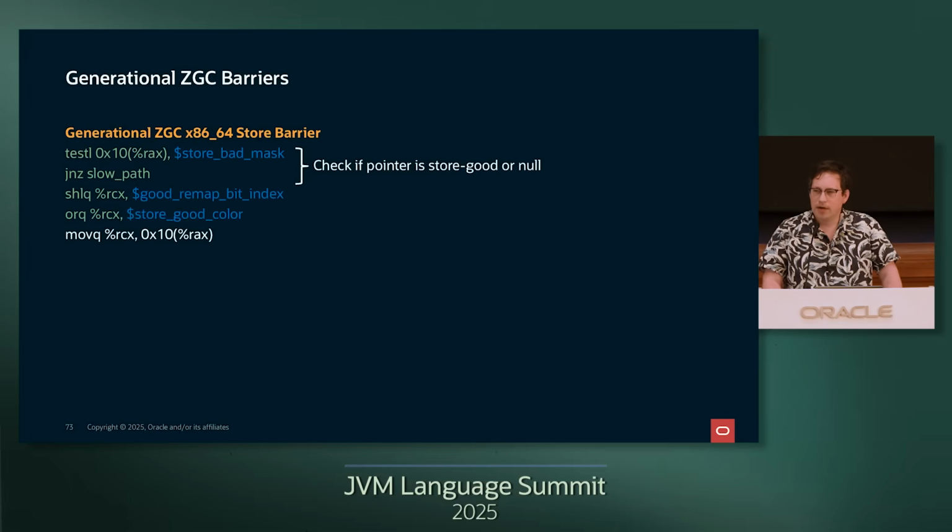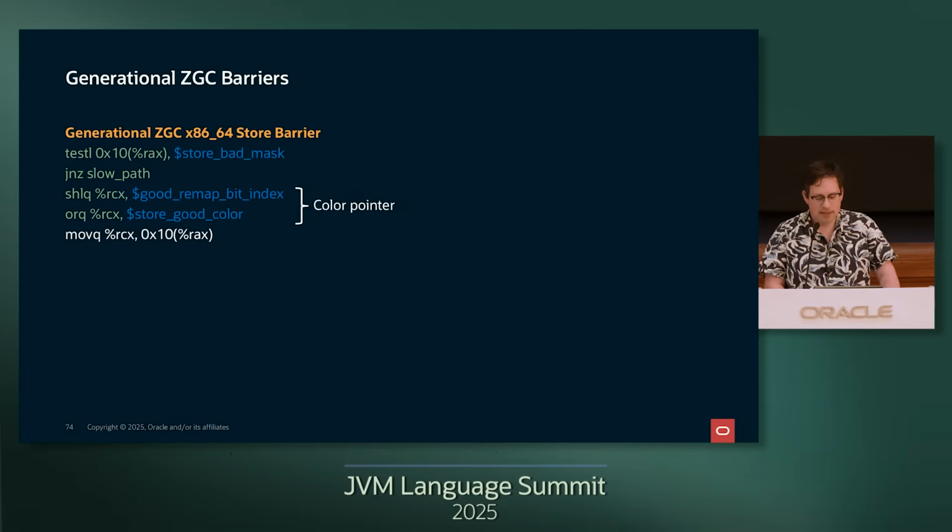There's a corresponding store barrier that plays with this. It checks if the previous value has the correct color or not. If it doesn't, well, then we'll have a color transition. We need to do something in a slow path. And after that, it colors the pointer and stores it. Using four instructions is okay, especially for a store barrier. A bit more forgiving.